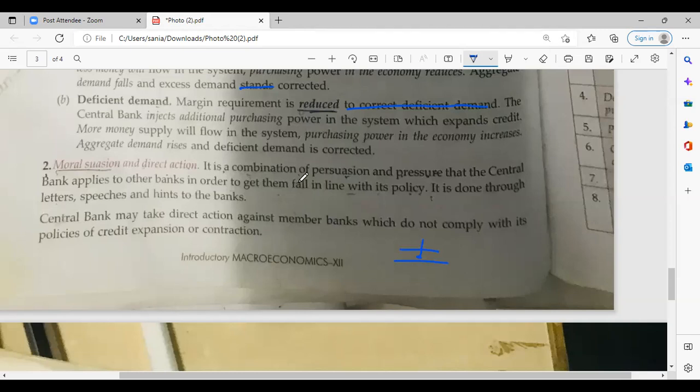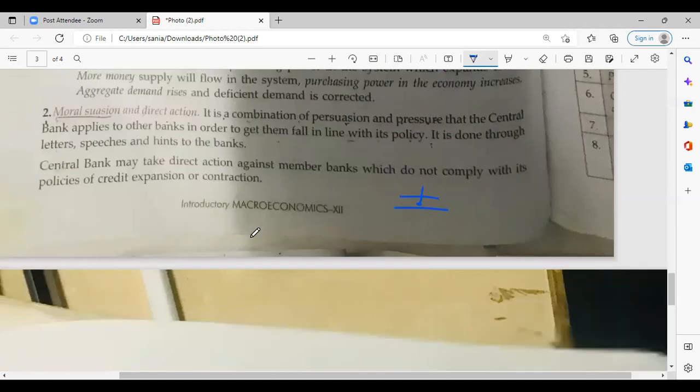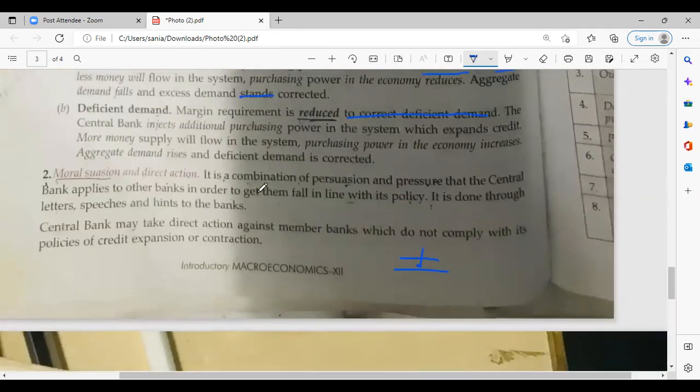Whenever my policy involves credit expansion or contraction, meaning I want to increase or decrease the credit and the loan criteria, I'll make policies accordingly. And if you are not following the policies, then I may take action against you. Clear, everyone? So just write it down.